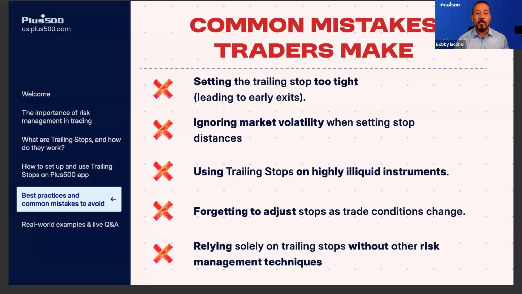Also, VWAP and ATR are good ones to use. Okay. Number 2 on the trader's mistakes, ignoring market volatility when setting stops. I feel like that's sort of the opposite of what I just said. If you ignore what I just said, that's a typical mistake.